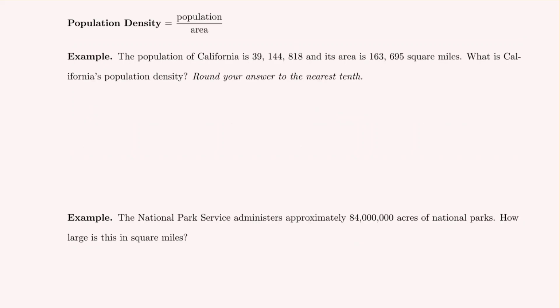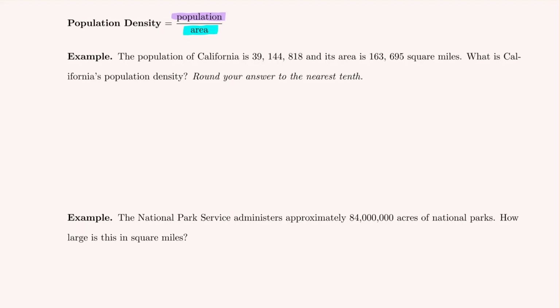Now, before we get to our next example, one key idea that we'll want to keep in mind is if we hear the phrase population density, you would find population density by taking the overall population in a certain area and dividing it by the amount of land, the area of land that you're looking at.